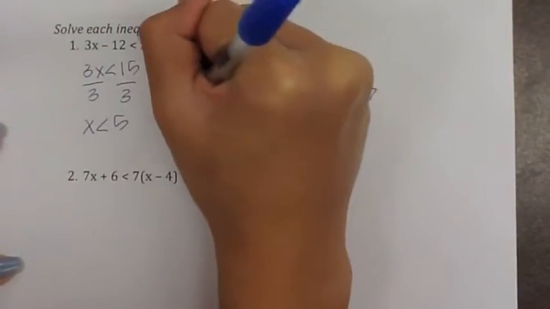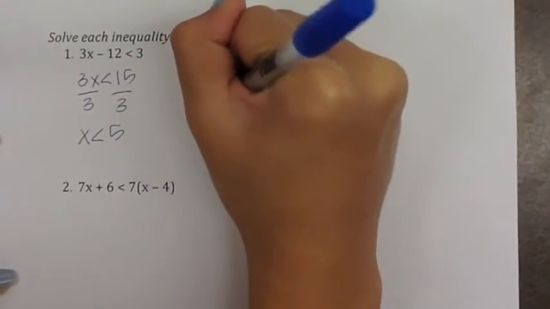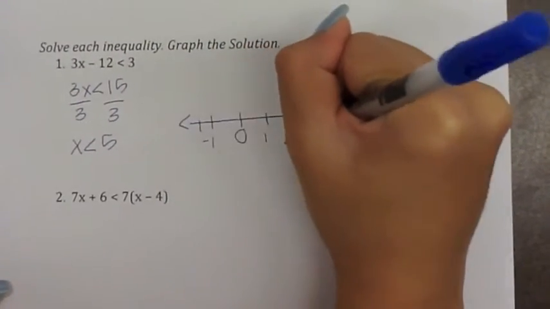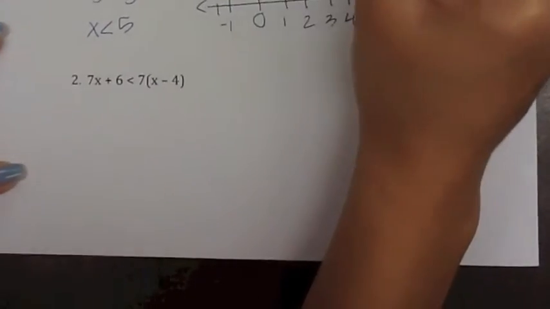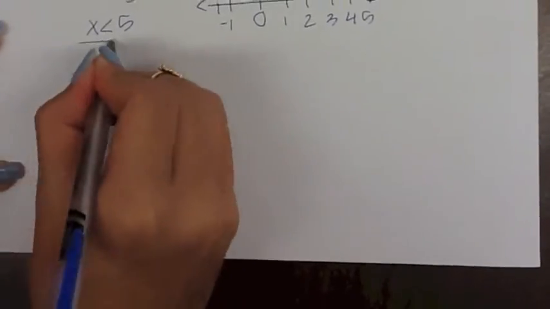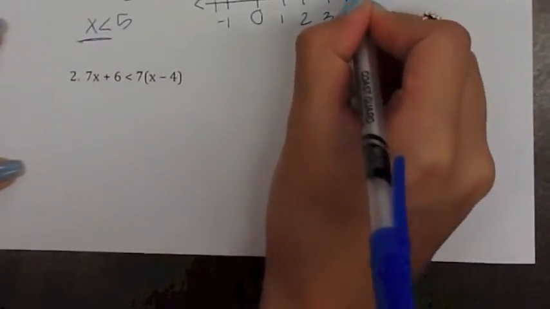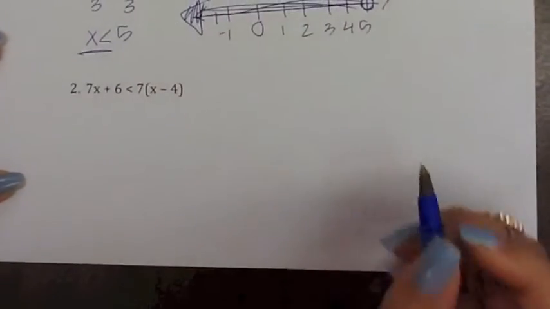And next, to graph. Because this inequality does not include 5, you would just have an open circle. And because x is less than 5, you would go into the negatives, because that is less than 5.